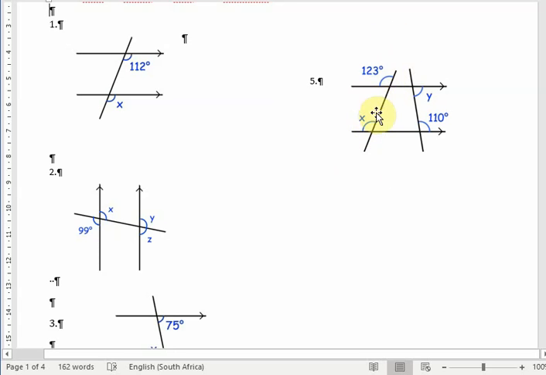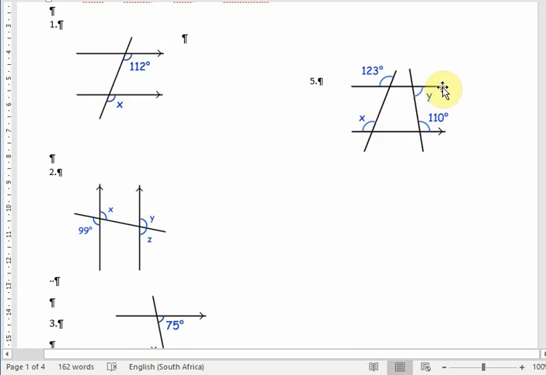Hierdie twee is ooreenkomstige hoeke. So as daai 123 is, x ook 123, want ooreenkomstige hoeke is gelyk. These two are corresponding angles, and corresponding angles are equal. So if that one is 123, that one will also be 123.